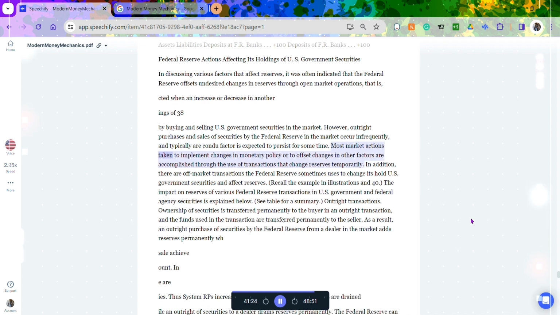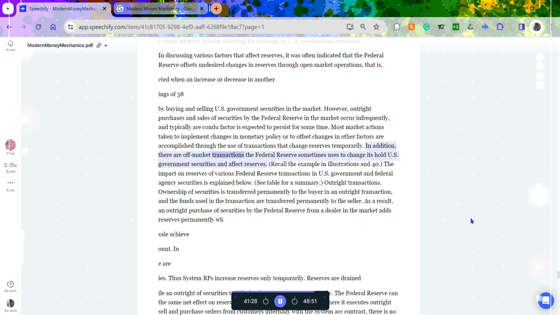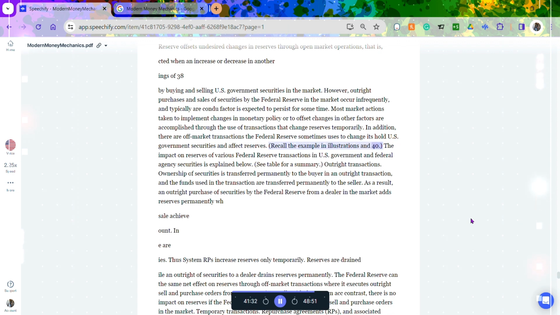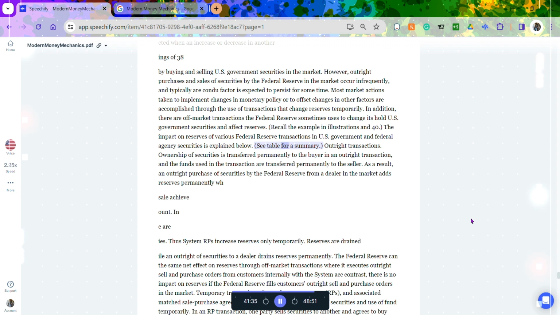Most market actions taken to implement changes in monetary policy or to offset changes in other factors are accomplished through the use of transactions that change reserves temporarily. In addition, there are off-market transactions the Federal Reserve sometimes uses to change its holdings of U.S. government securities and affect reserves. Recall the example in the illustrations. The impact on reserves of various Federal Reserve transactions in U.S. government and federal agency securities is explained below. See table for a summary.